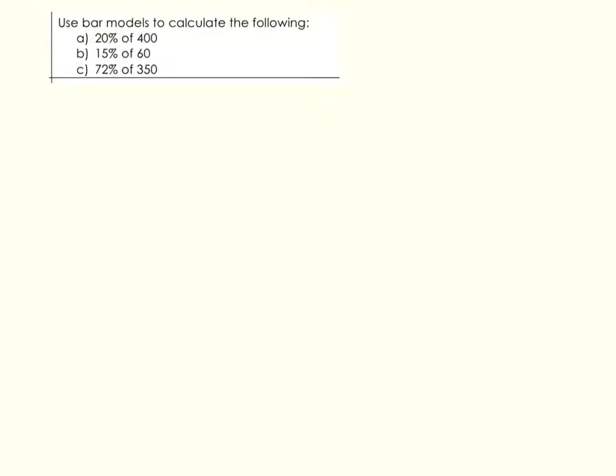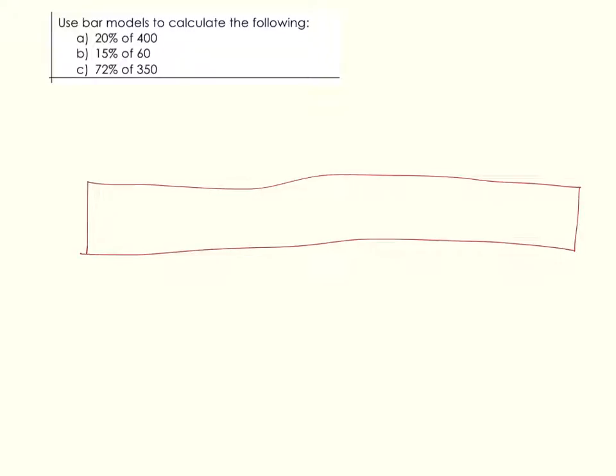So this is the extension question. So we're going to do A first. So it says use bar models to calculate 20% of 400. So first we're going to draw a bar, and the whole thing as a percentage is worth 100.